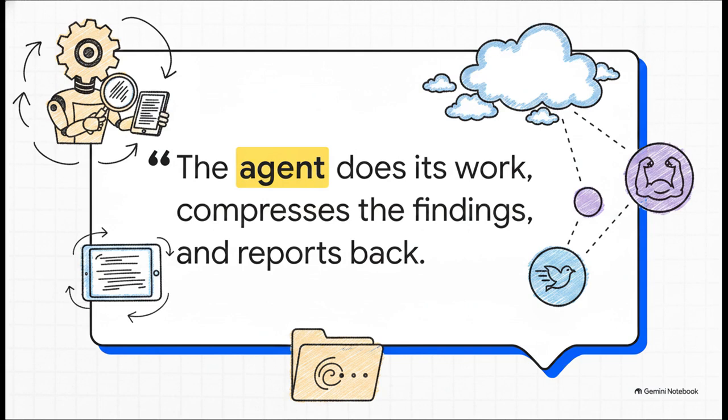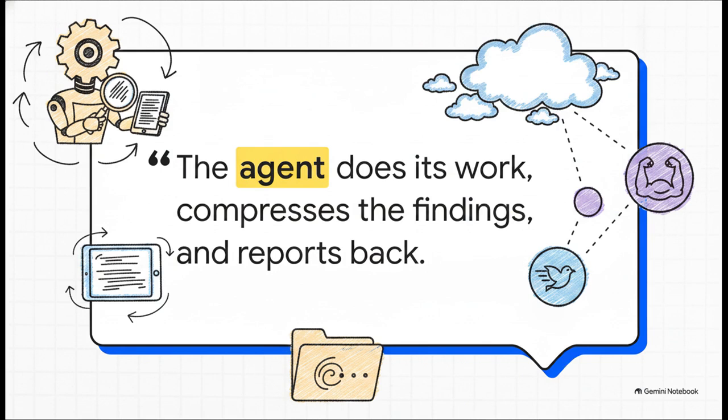I love this direct insight from Akshay's guide. When Claude needs a code review done, it spawns this agent in its own isolated context window. The agent does its work, compresses the findings, and reports back. By setting up specialized sub-agent personas in the agents folder, you completely declutter your main context window.